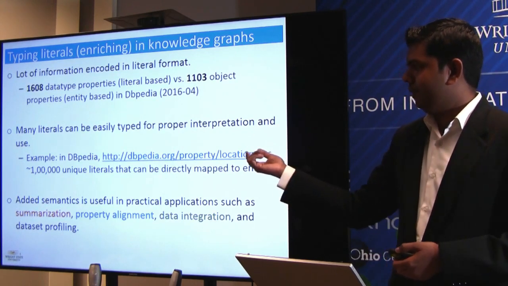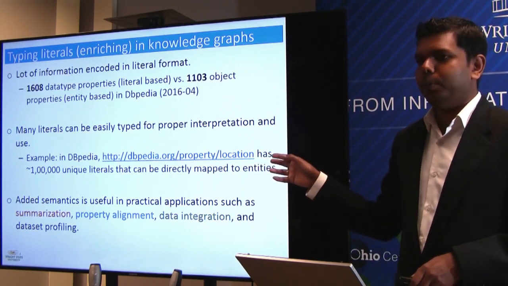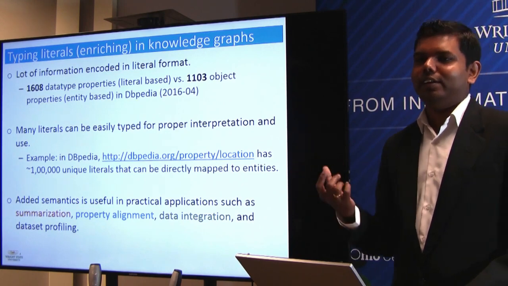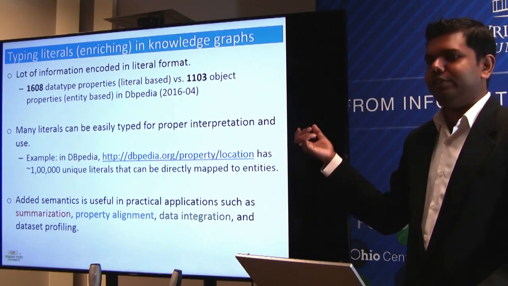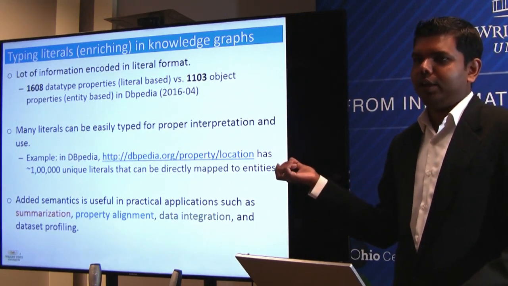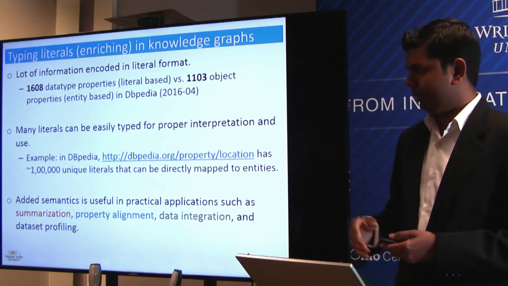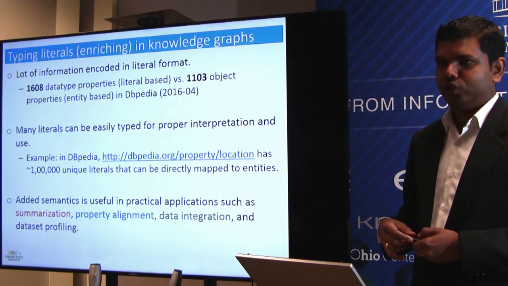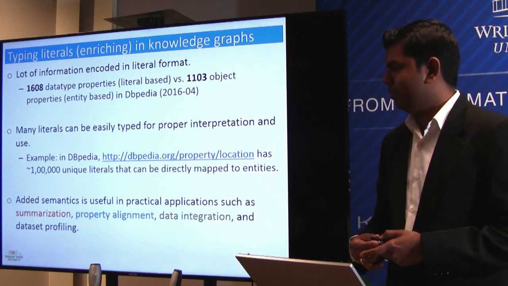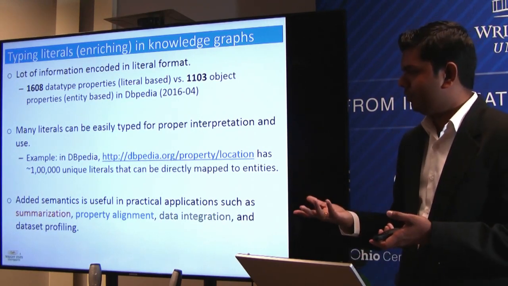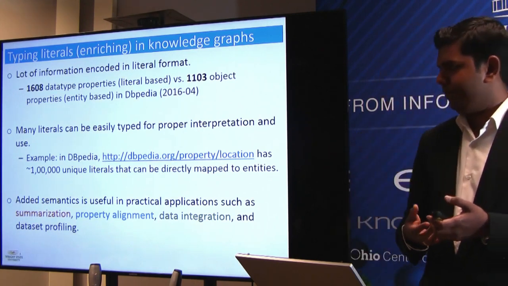For example, the property location in DBpedia is a data type property. That means its value is a literal, a string. For example, California, Dayton, United States, all of them are strings. They could have been typed, assigning a class from the ontology, for example, as a country or a place, which is not happening. Because of that, we cannot use it in our clustering, and other applications may not be able to use it for data integration and alignment, because we don't get anything semantic here.